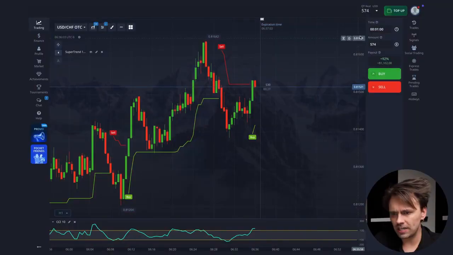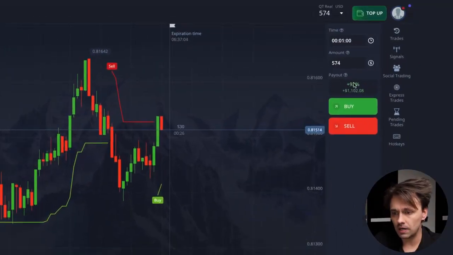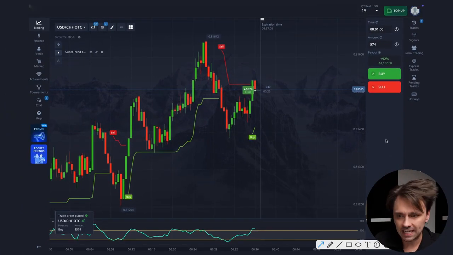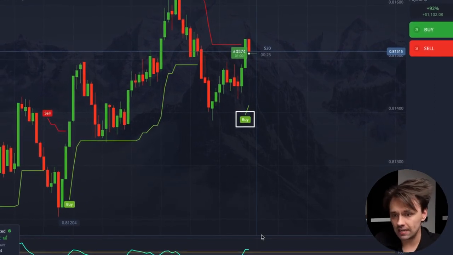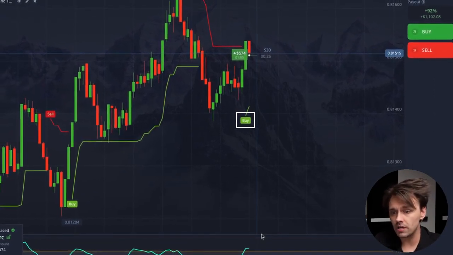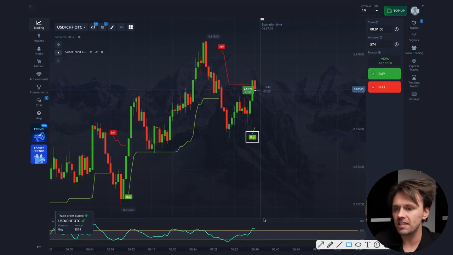The market has reversed again. I'm opening a buy for $574. The key is logic and attentiveness, so watch. SuperTrend is back in buy mode. The line is under the price. The market is holding above support, meaning the priority remains upward.